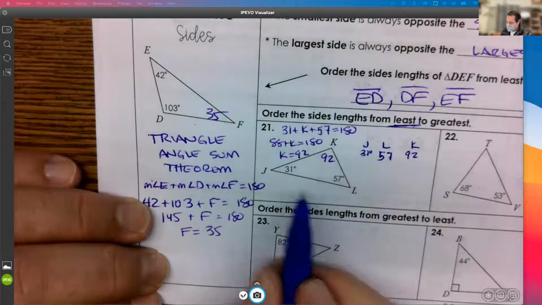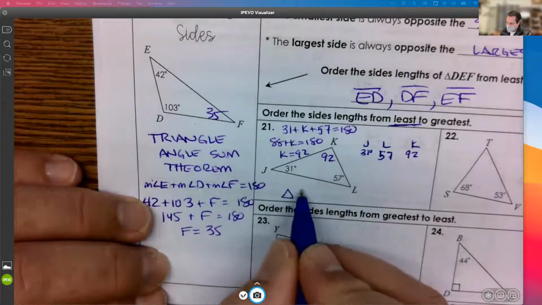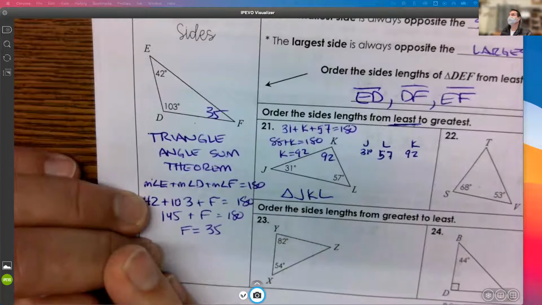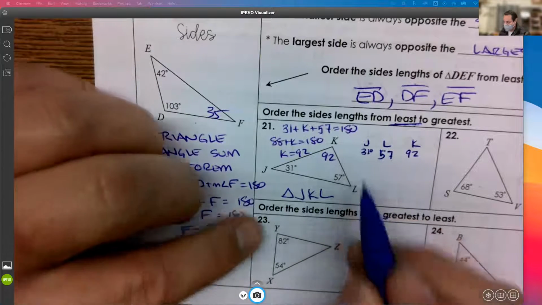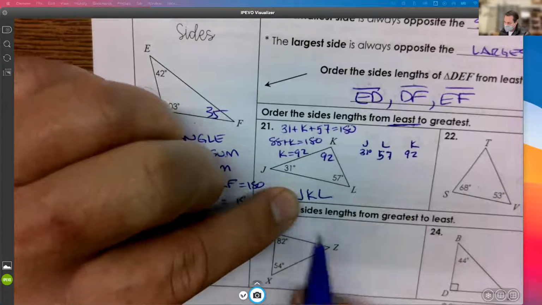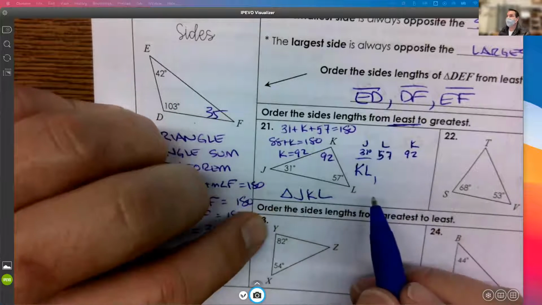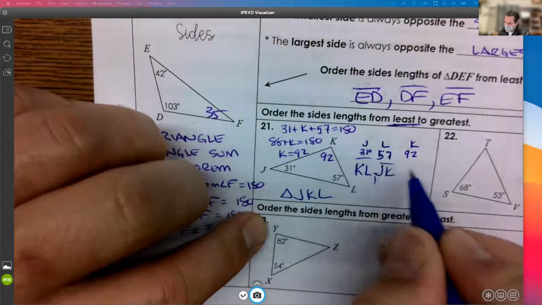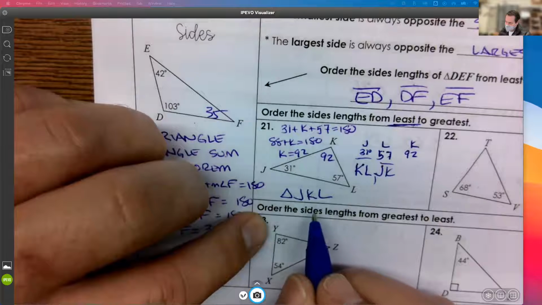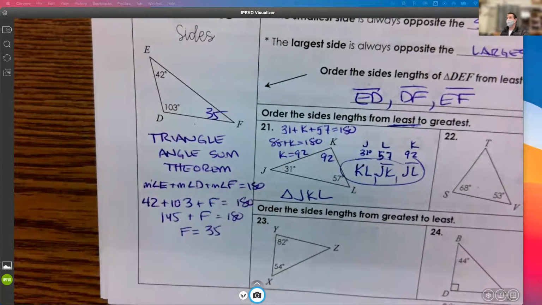If I want to figure out what side is opposite J in triangle JKL, it's the letters I'm not using. I'm already using J as the angle, so what's the side that's opposite it? What's the side that's opposite L? JK. What's the side that's opposite K? JL. For some people, that works better to be able to find what those angles are and the sides are.